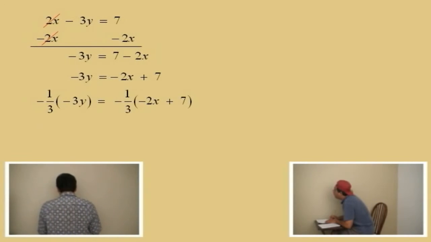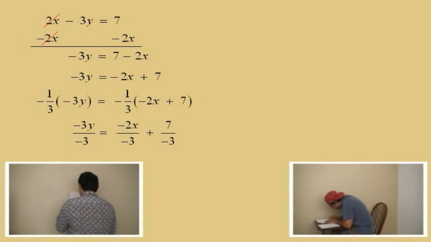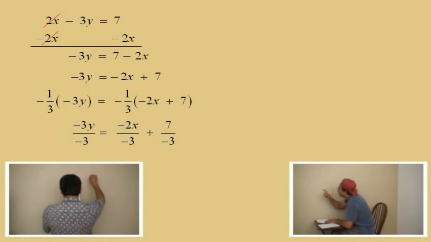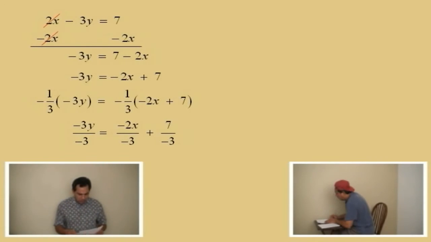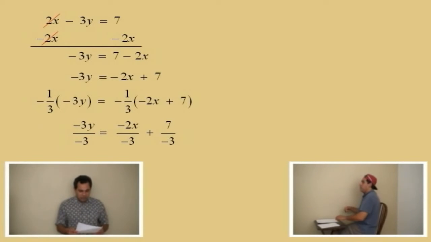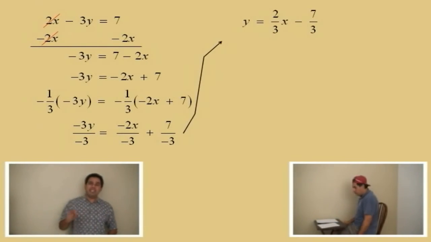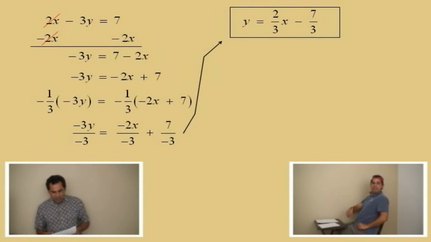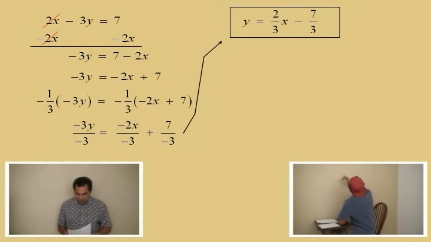And now, remember, when you distribute that -1/3 to each term on the right by the distributive property, notice we get -3 under each term. And now it's just a matter of canceling out and solving for y. So Charlie, go ahead, tell me what y equals. 2/3 x minus 7/3. Very nice, Charlie. Don't forget to circle your answer there. Okay, Charlie, so now we're in our y equals mx plus b form.